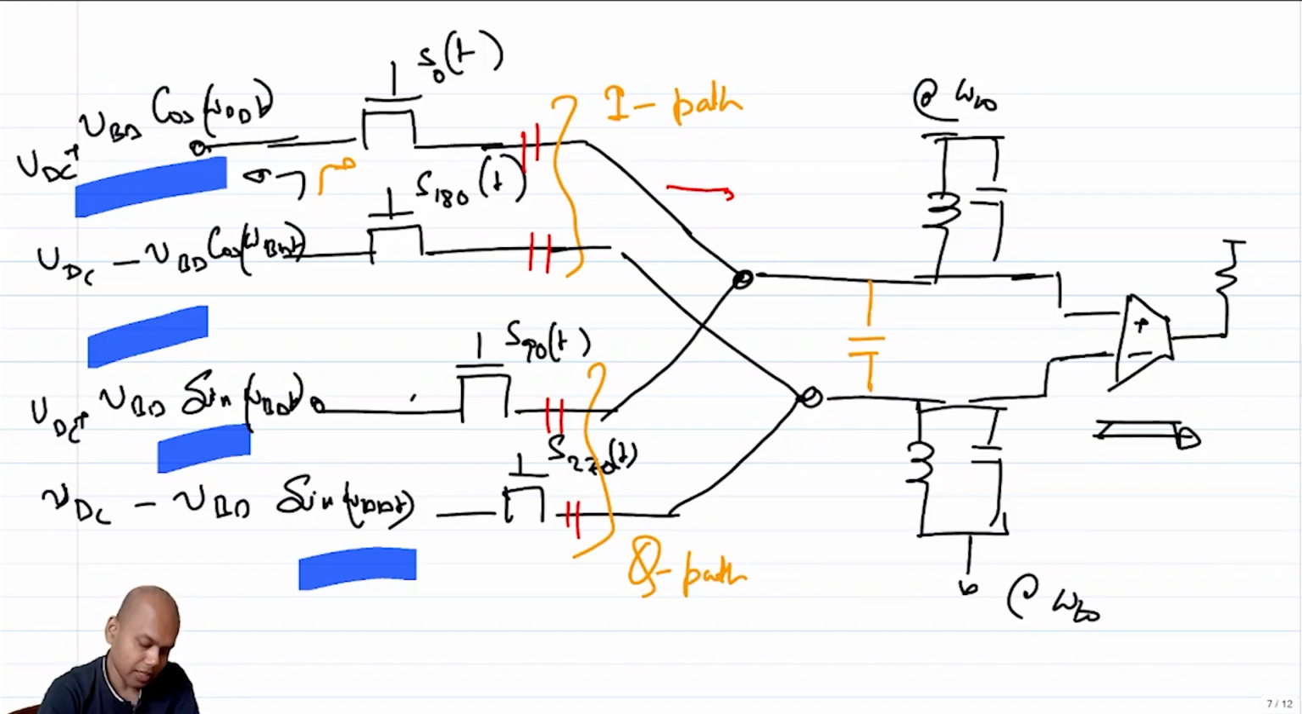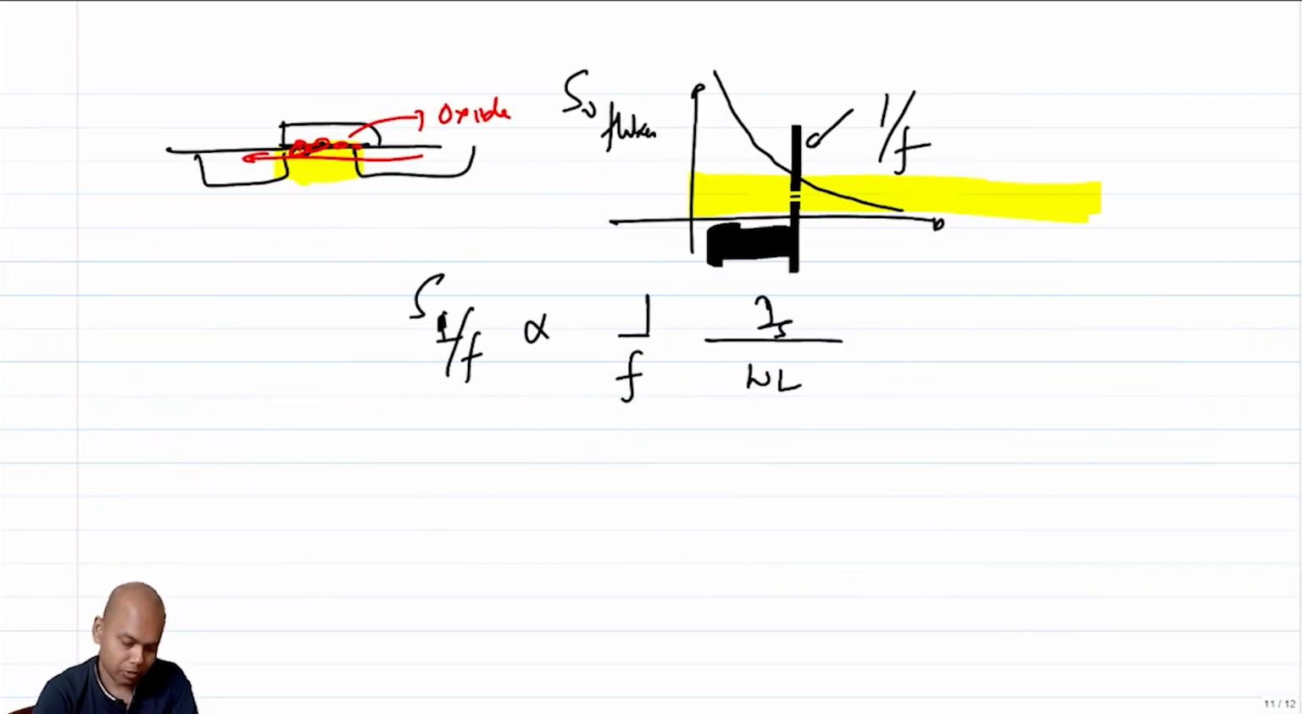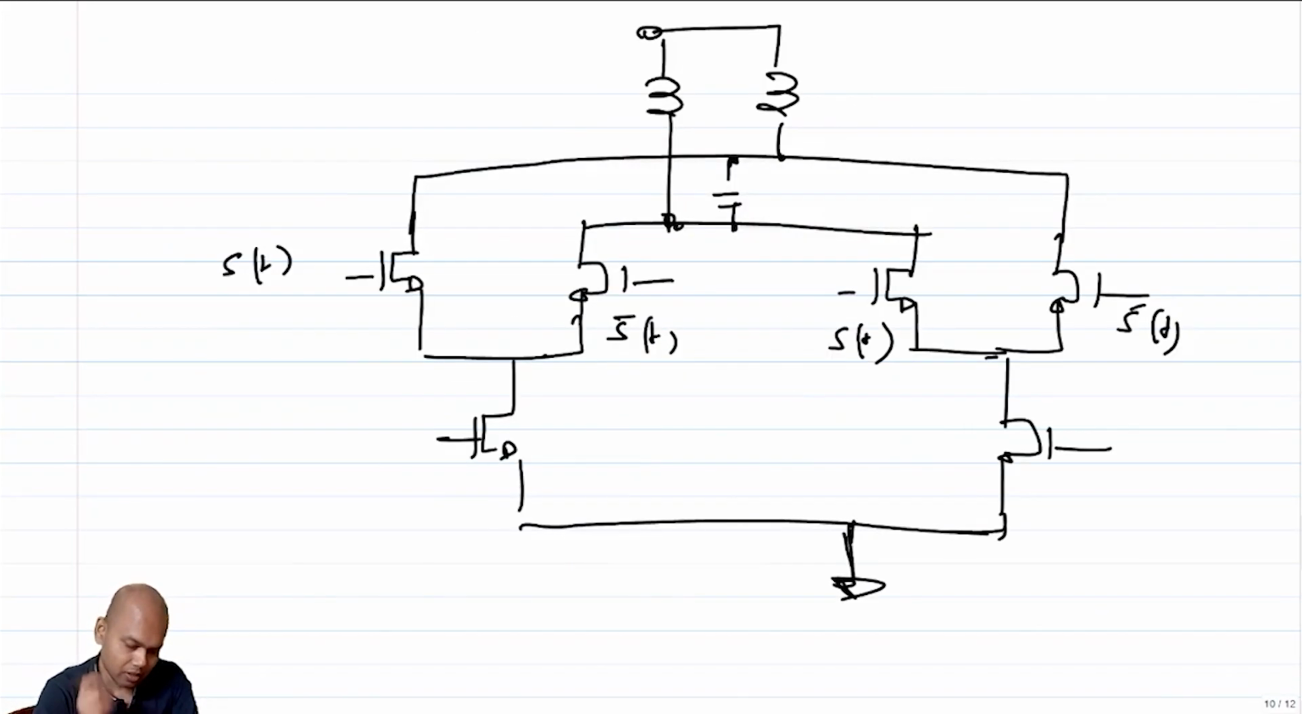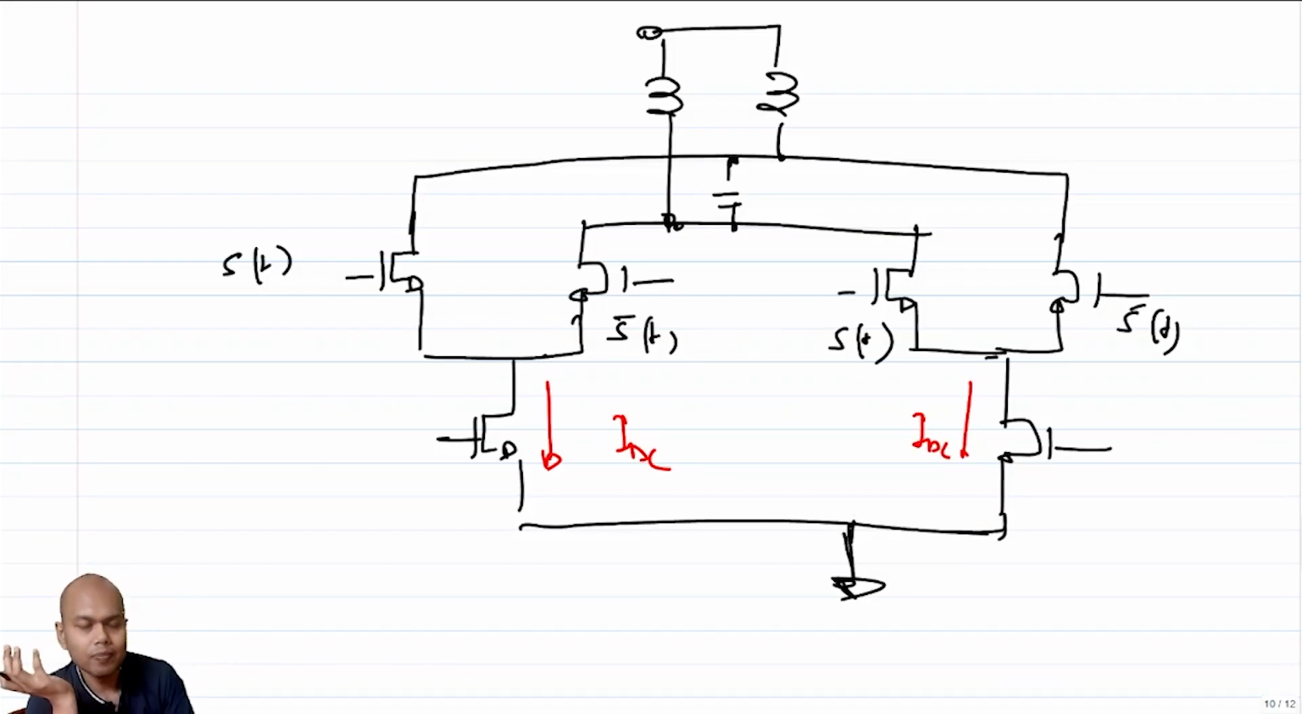So what is the DC current through these switches? The DC current through these switches is 0, so there is no flicker noise. That's a good thing about a passive mixer. We don't have gain, but we also don't have flicker noise. But what about this active mixer? In the active mixer, I have DC current flowing, I have IDC, which means I will have flicker noise, right?